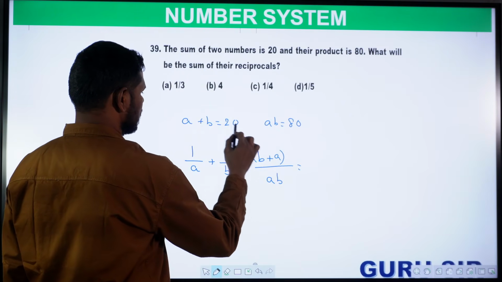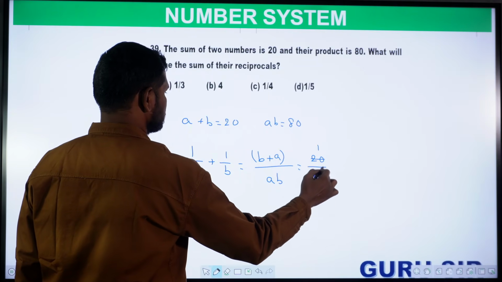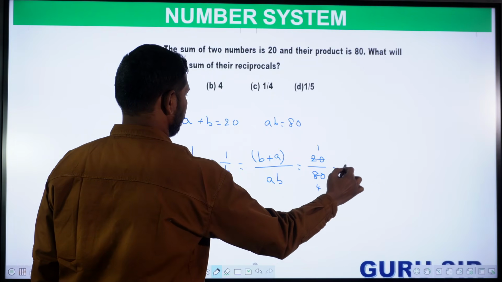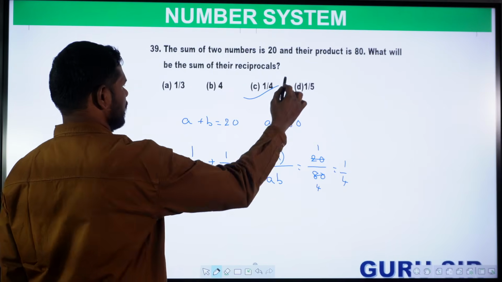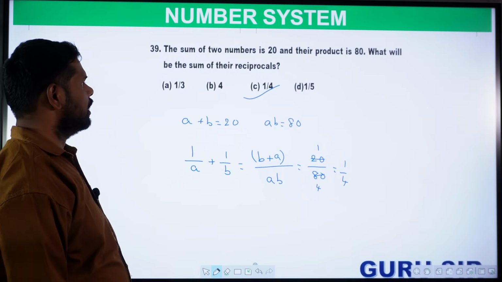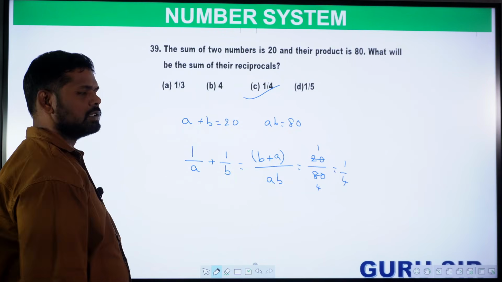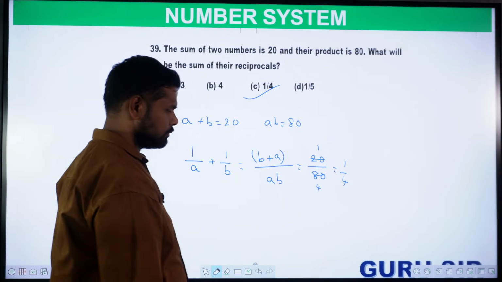The sum is already 20 and the product is given as 80. So 20 by 80, the answer is 1 by 4. So the sum of the reciprocals is clearly 1 by 4. When the sum of two numbers is given and the product is given, the sum of their reciprocals is very easy to find out.